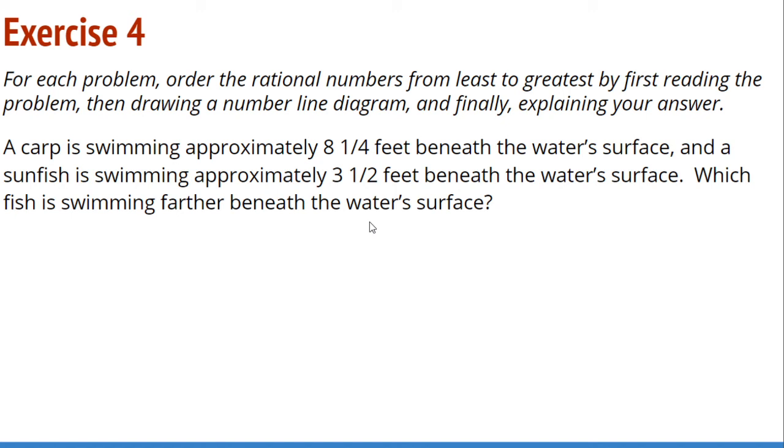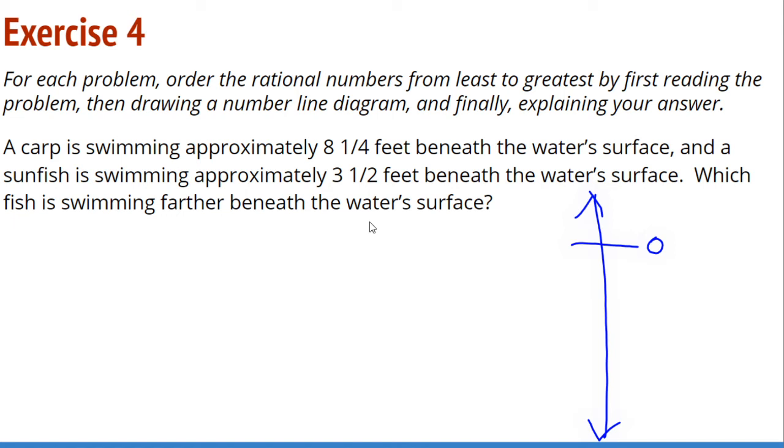So a carp is swimming approximately 8 1/4 feet beneath the water surface, and a sunfish is swimming approximately 3.5 feet beneath the water surface. Which fish is swimming farther beneath the water surface? So I've got water, so I'm going to do a vertical number line here. And they're both below the water. I don't think fish really do much swimming above the water.